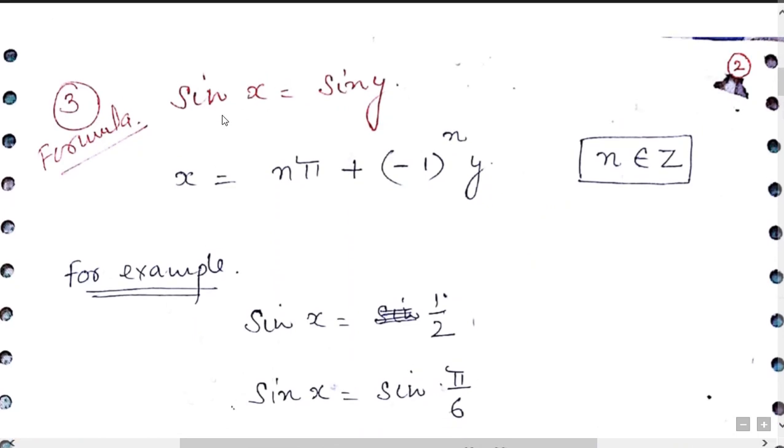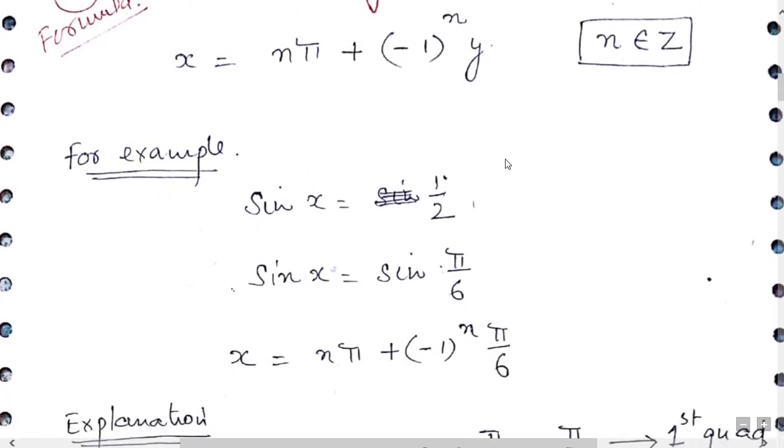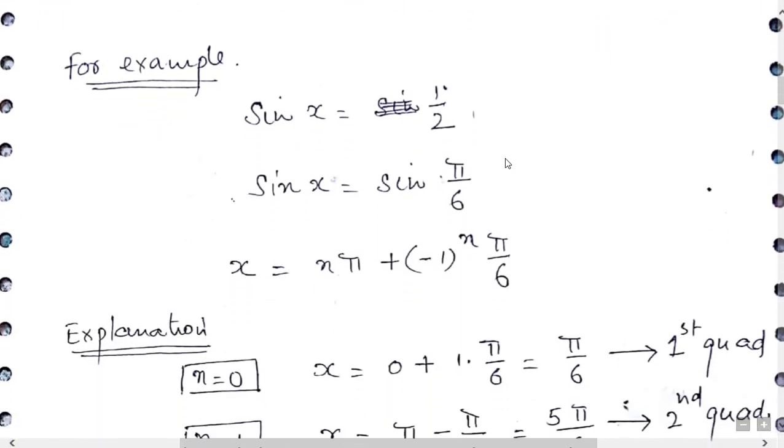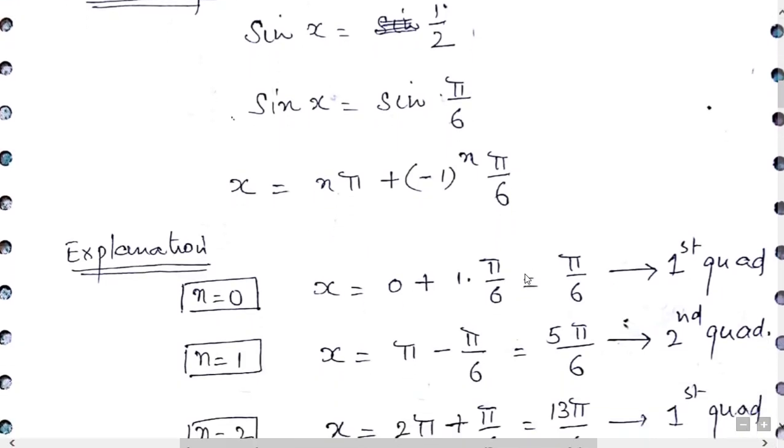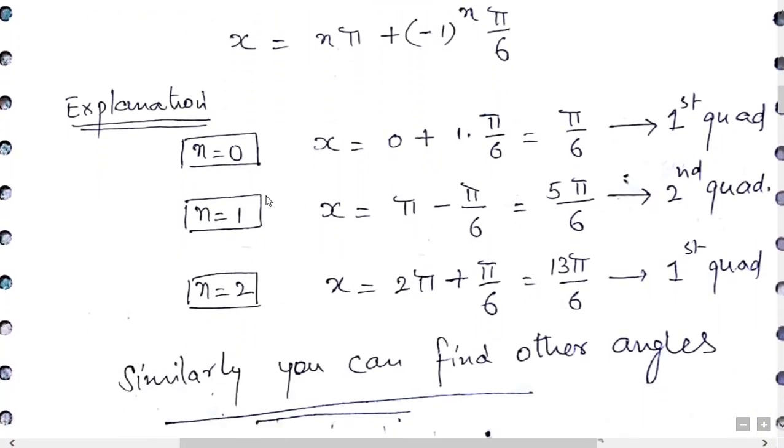If I write sin x is equal to sin y, then x is n pi plus minus 1 raised to power n into y. This value should be there. Now why this value? Suppose I write sin x is equal to 1 over 2. It means sin x is equal to sin pi by 6. Then x is equal to n pi plus minus 1 raised to power n into pi over 6. It should be there.